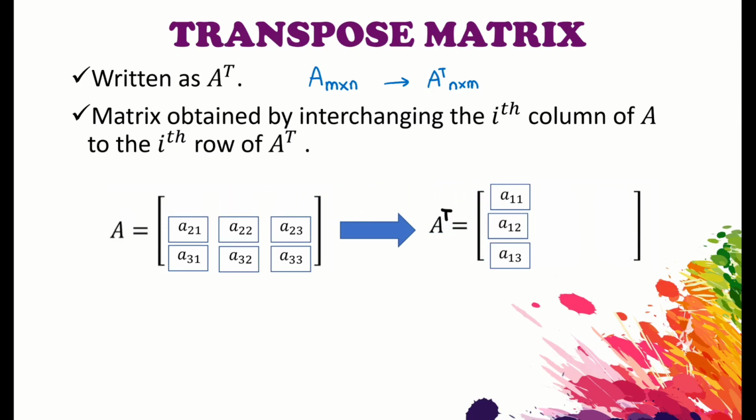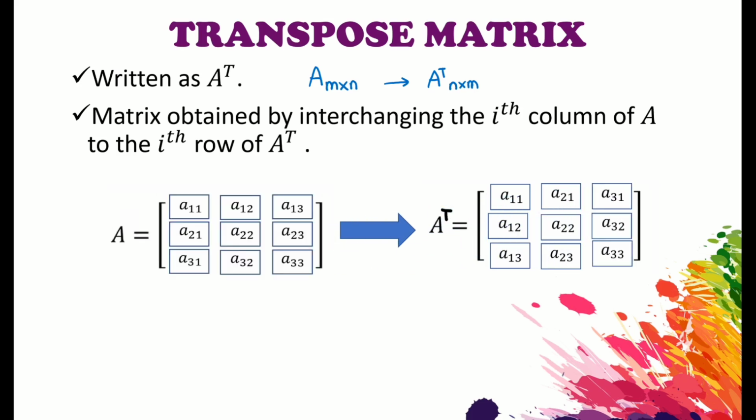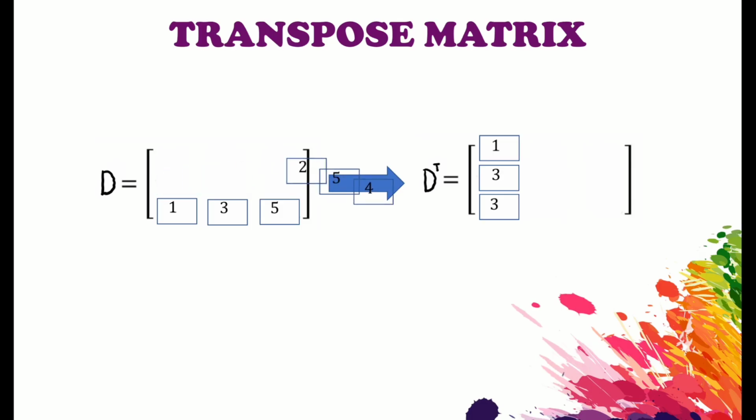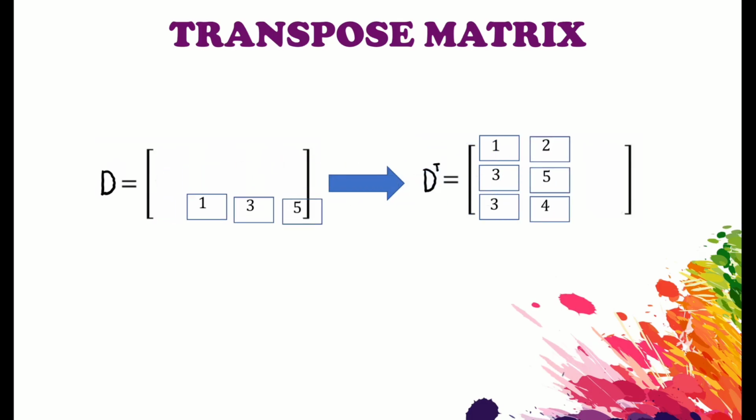The first row will become the first column of the transpose matrix, and the second row becomes the second column, and finally the third row will become the third column. So that is what will happen for your transpose matrix. Now let's take a look at another example. The first row will become the first column of the transpose of matrix D, the second row will be the second column, and lastly the third row will become the third column.